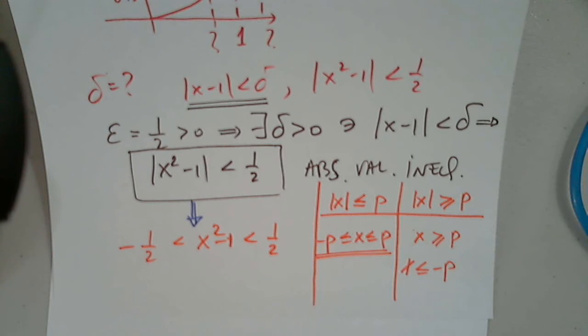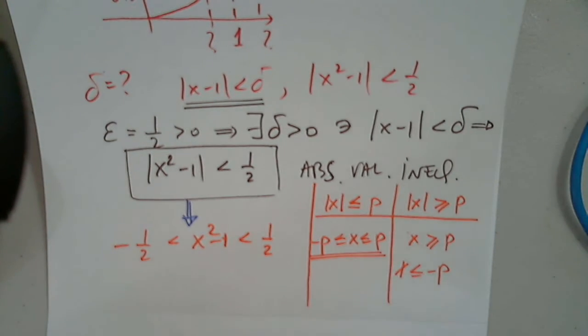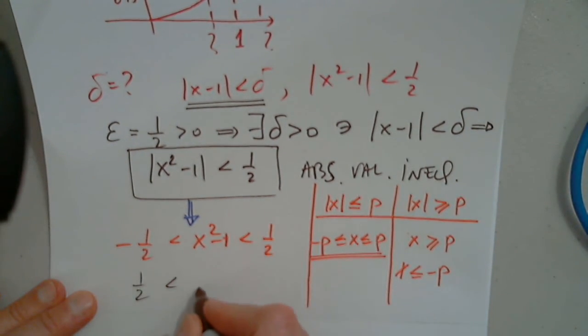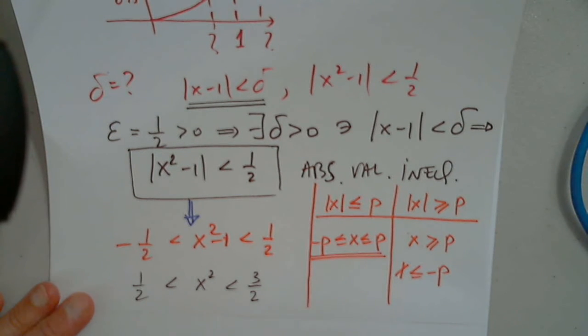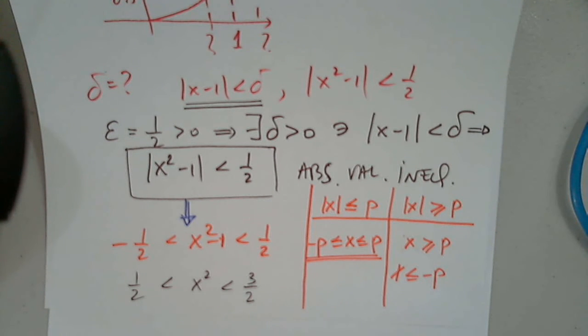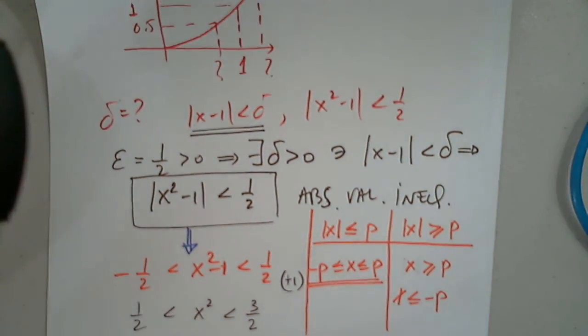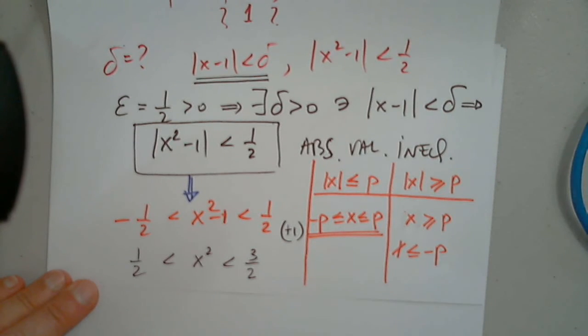Anyone? You add 1 to both sides. Awesome. So negative 1/2 plus 1 will be 1/2. This is x squared, and 1/2 plus 1 will be 3/2. Great job. Yes, we add 1 to all three sides. Perfect. Good. Next.